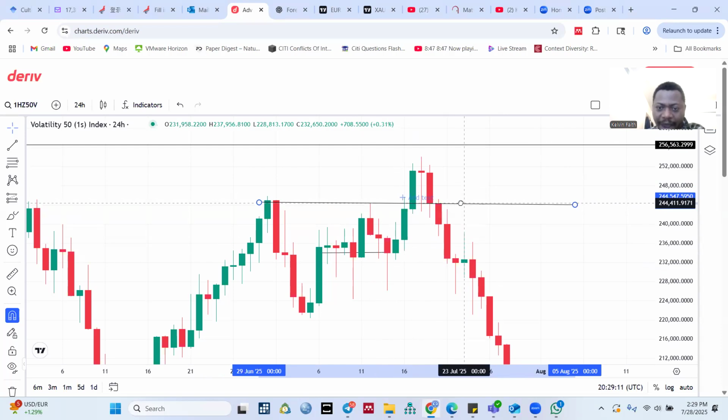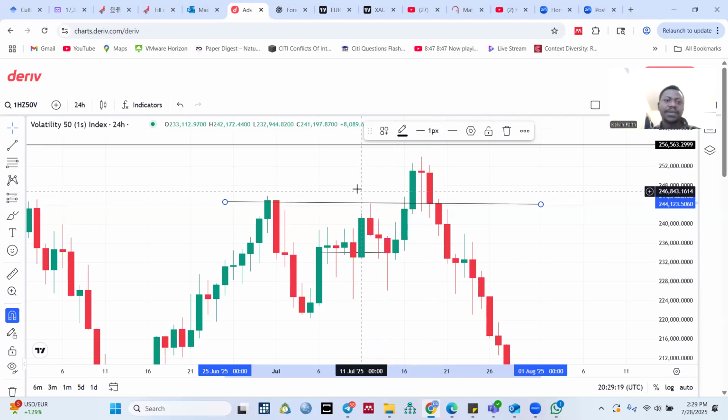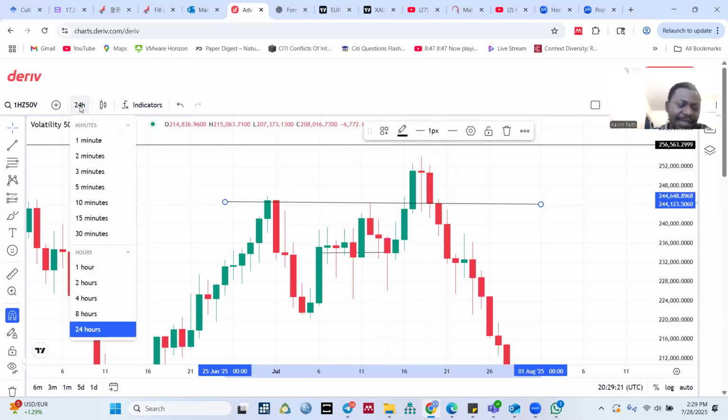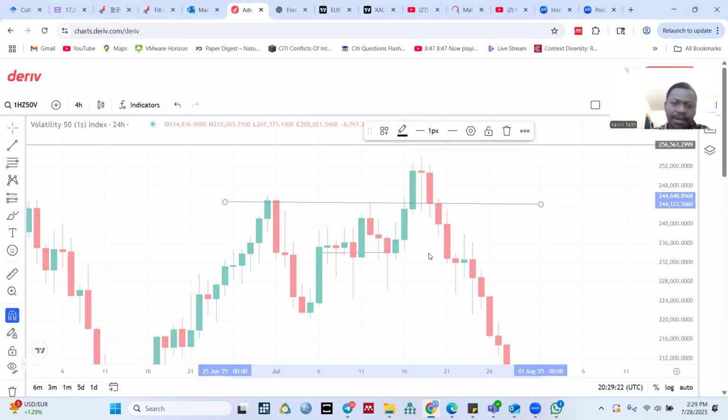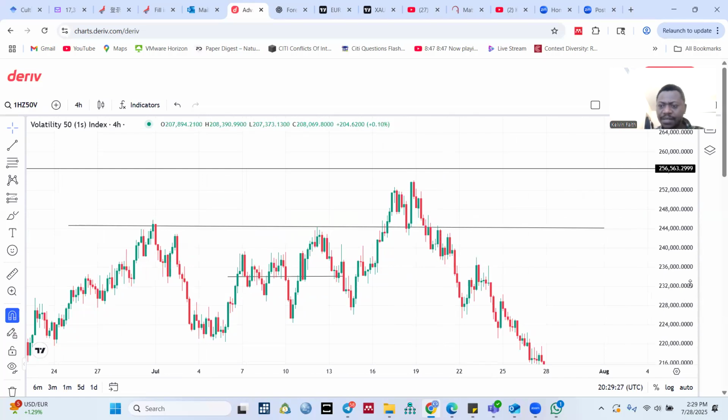Right on the second candle here, let me put a line here on this candle, the engulfing candle, and then let me move from the daily time frame. You move to 4 hour. So from your daily time frame, you move to your 4 hour time frame.